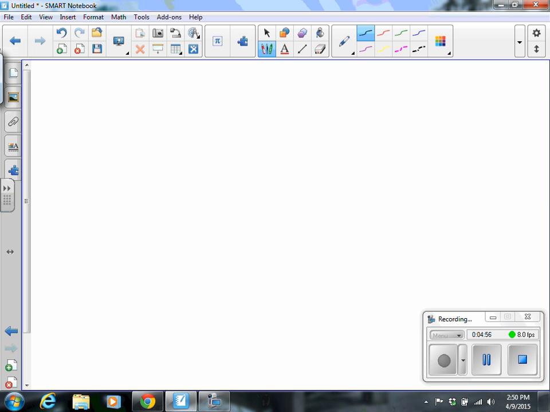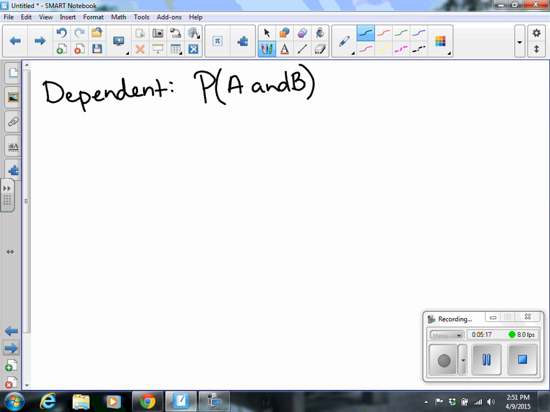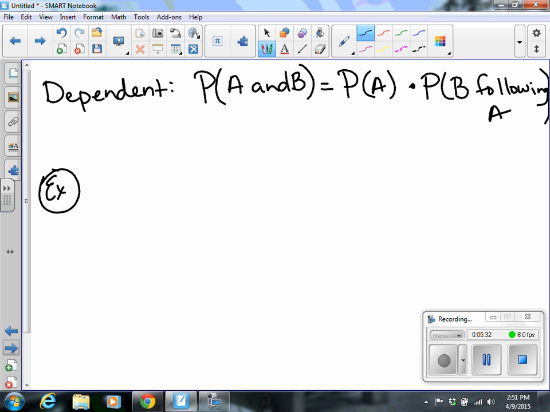Now let's talk about a dependent event. So dependent, we know, is going to affect the second choice. So if I pull a marble out of a bag and I do not replace it, my probability is still going to be A and B. It's the probability of A, and then it's the probability of B following A. That might not make a lot of sense right now, but this next example will hopefully clear the mud.